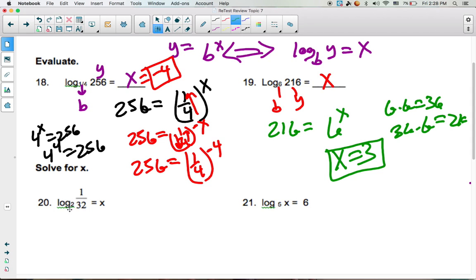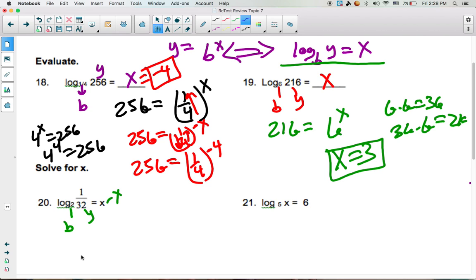Question number 20 is the same idea. You have log base 2 of 1/32 equals x. We want to identify x, y, and b. Our base would be 2. Y is 1/32, and then x would be x. And we're just looking at this right here, log base b of y equals x. We're going to write it in exponential form.